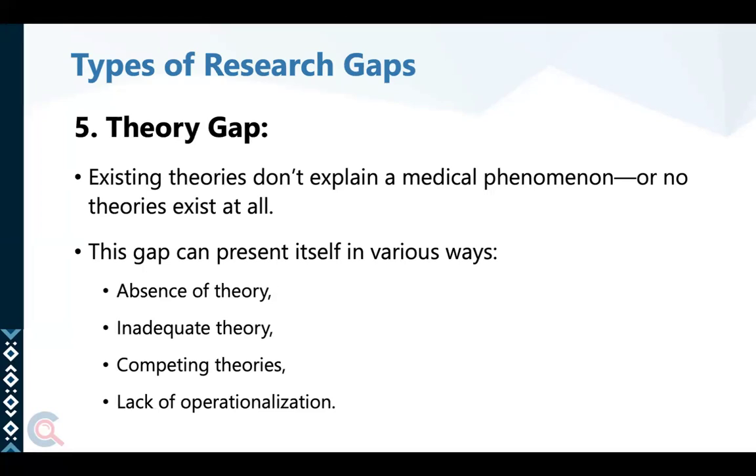And so this gap can present itself in different ways. It could just be that there is no theory at all. It could be that current theories are weak or they are not adequate, or maybe we have just too many theories that are conflicting and are not very explanatory. Or it's that people cannot effectively translate this theory from a concept to experimentation.